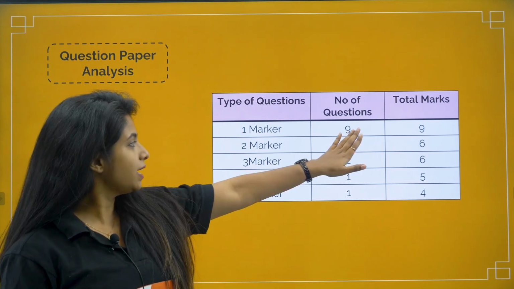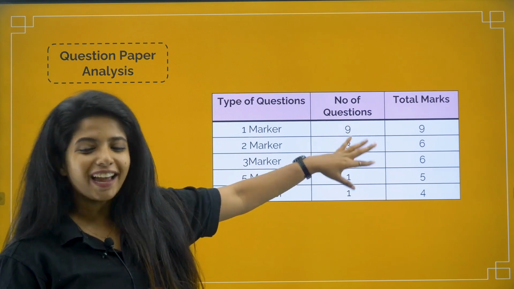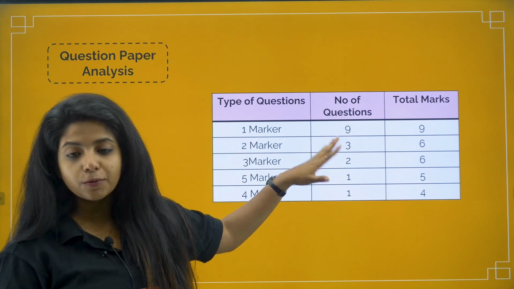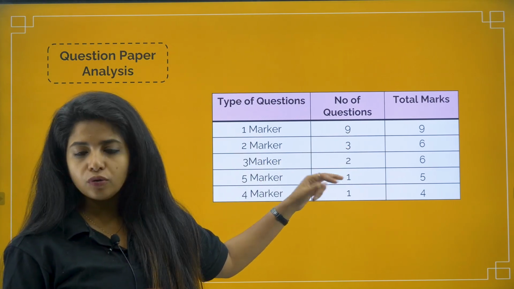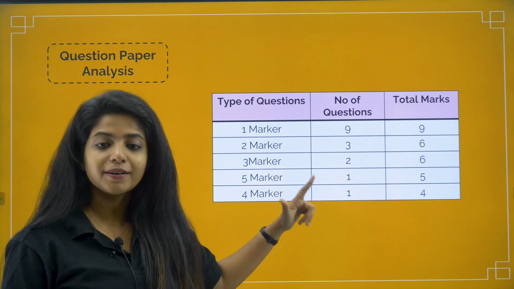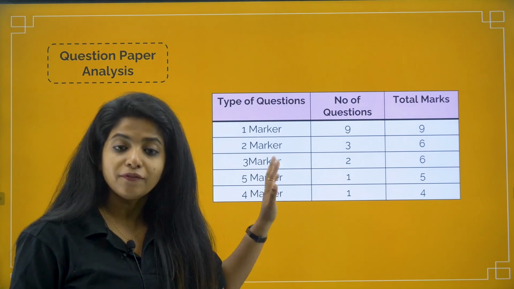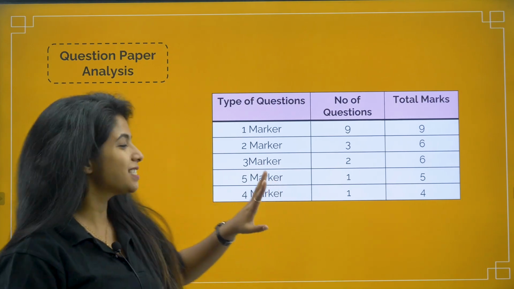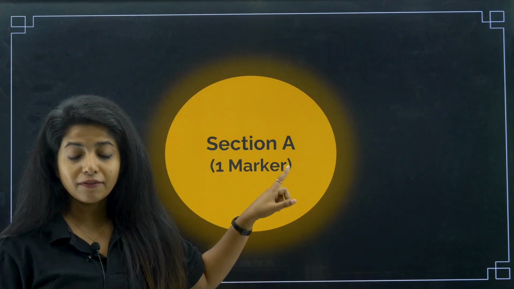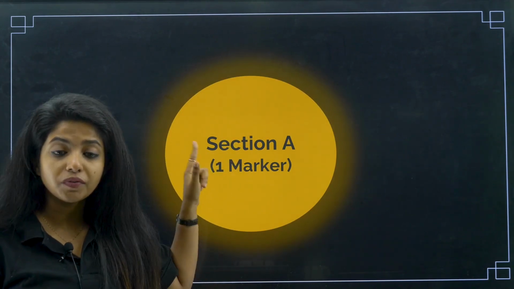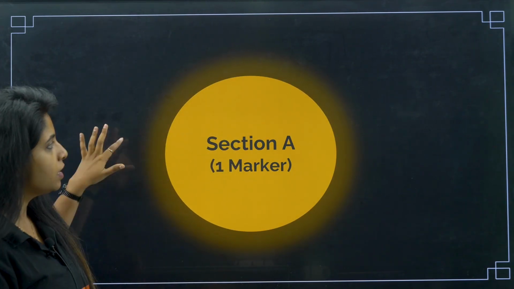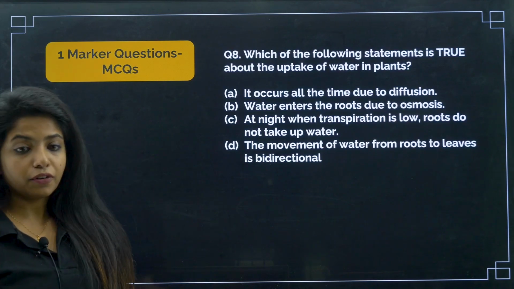So there are 9 questions from the 1 marker category and 3 questions from the 2 marker category, 2 from 3 marker, 1 from 5 marker and 1 from 4 marker category in this question paper. So let's start solving with Section A, which consists of 1 marker questions. How many of them are there? 9 of them. MCQs are the first thing that you have.